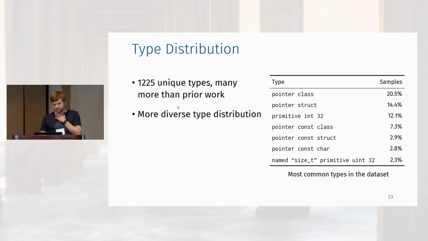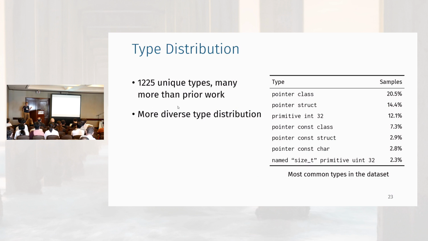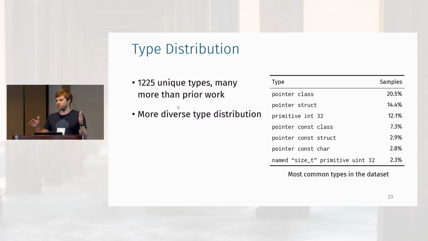Okay, so the result of this type language is that our distribution of types is much more diverse. First of all, we have a lot more unique types in our dataset, more than 1,000, compared with 7 to 35. Then on the right, you see a list of the most common types in the dataset, and you see that the distribution is a bit flatter than for the existing work, right? The topmost type is not 80% of the data distribution.